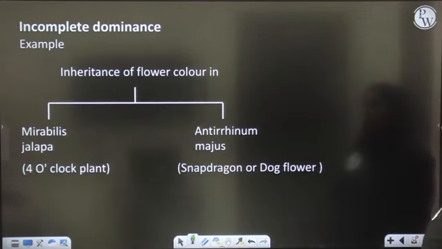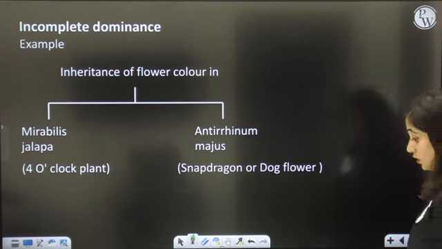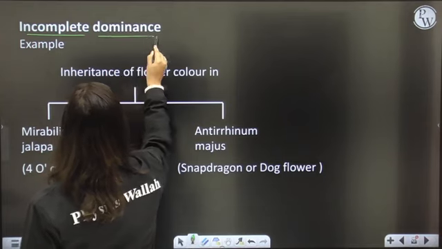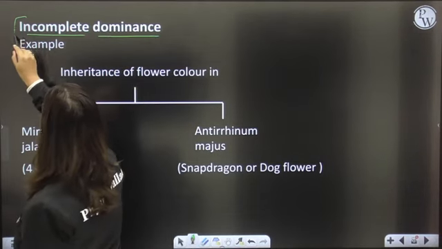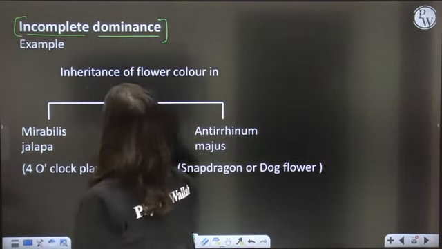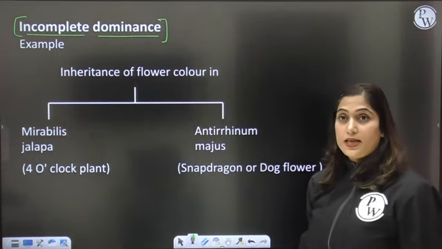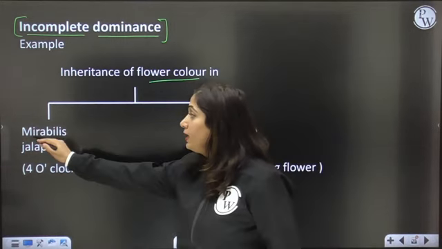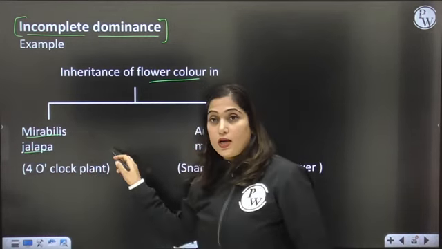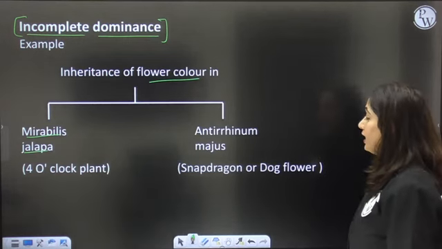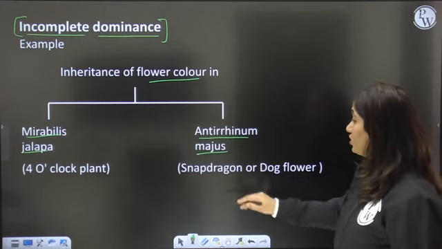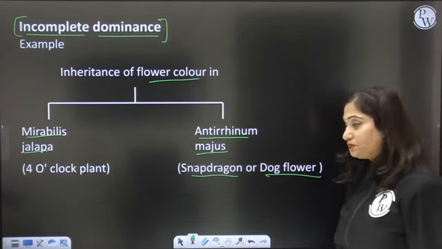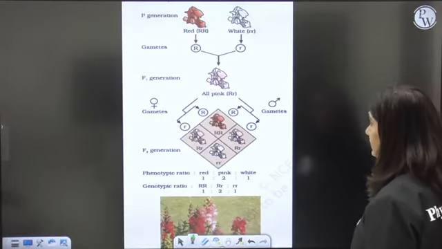So let's move further. Now let's understand the deviation from Mendel's law, that is incomplete dominance. The example of incomplete dominance can be seen in the inheritance of flower color in the plant Mirabilis jalapa, which is also called the 4-o'clock plant, or it can be seen in Antirrhinum majus, that is snapdragon or dog flower. Okay. Now, what is incomplete dominance?